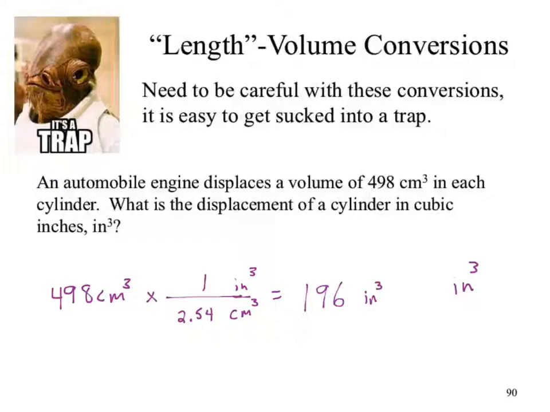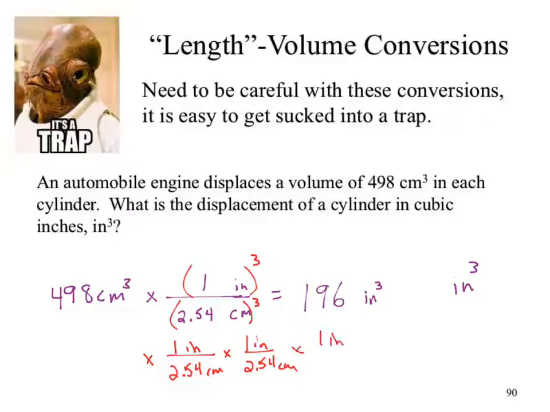The conversion is 1 inch is 2.54 centimeters. Not 1 inch cubed is 2.54 centimeters cubed. So if I want to cube or end up with cubed units, what do I have to do? I have to cube the whole thing, which means, drawn out, this is 1 inch over 2.54 centimeters times 1 inch over 2.54 centimeters times 1 inch over 2.54 centimeters. Isn't that already what it says?